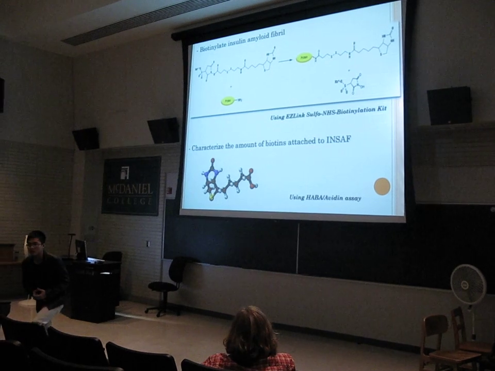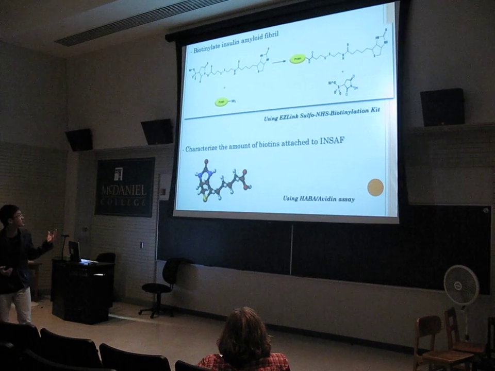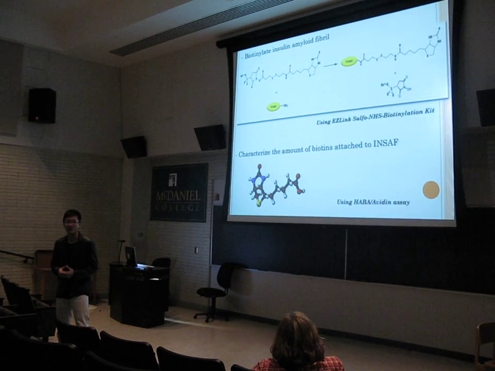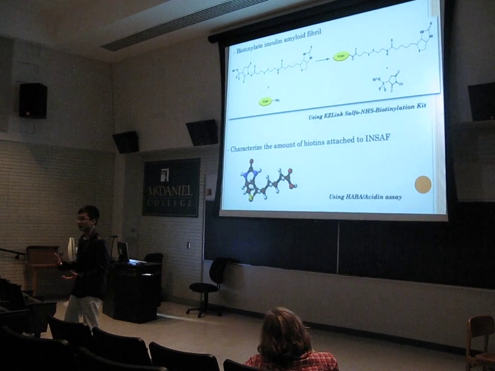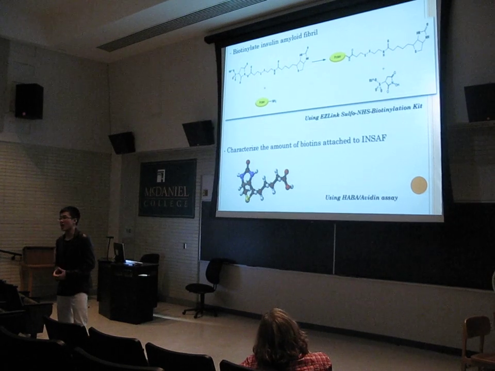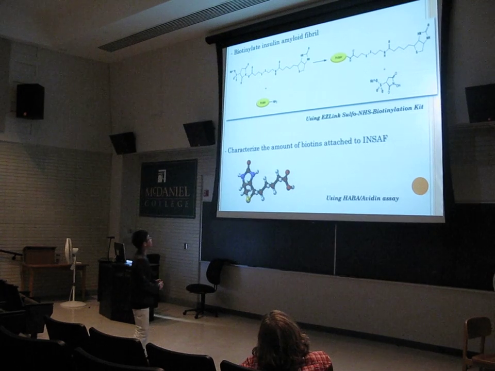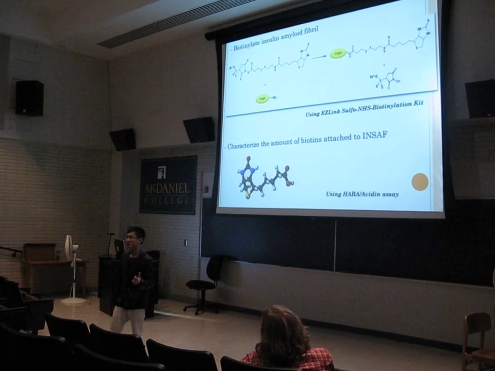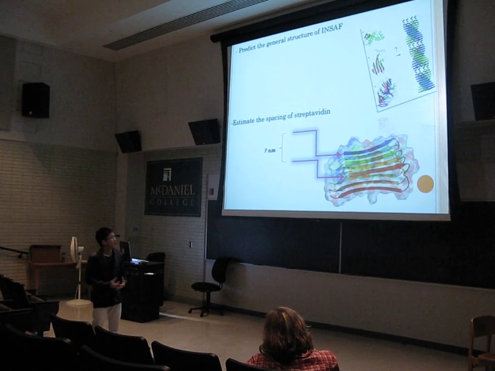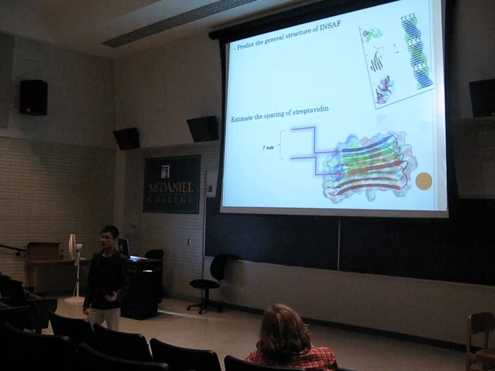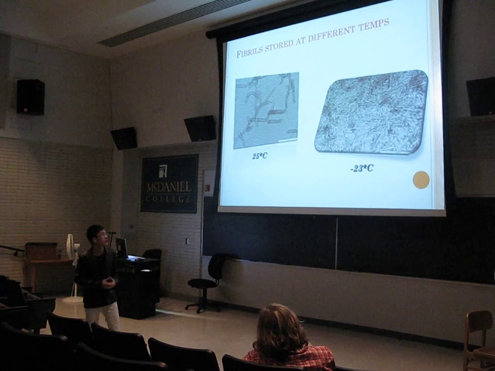And in my experiment section, I had to biotinylate the insulin amyloid fiber using the EZ-Link Sulfo-NHS-Biotin kit. And the mechanism is easy to predict. The amino group of the protein will displace the sulfo group of the NHS-biotin and form a stable amide bond. And then I have to characterize the amount of biotin attached to the insulin amyloid fiber using the HABA-avidin assay. And the remaining tasks are to predict the general structure of the insulin amyloid fiber, and then estimate the spacing of the streptavidin on the fiber.